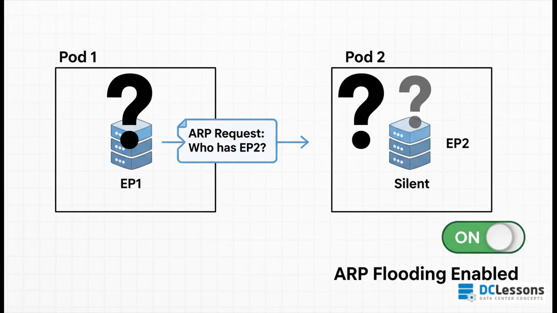So to really see how this works, we're going to take the trickiest possible scenario. Let's say we've allowed ARP flooding on our network, and we have EP1 in Pod 1, and it needs to talk to EP2 over in Pod 2. But the fabric has absolutely no idea that either of them even exist yet. Total strangers. Let's see what happens.